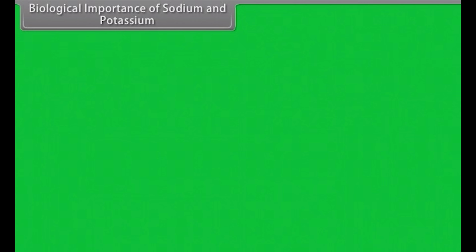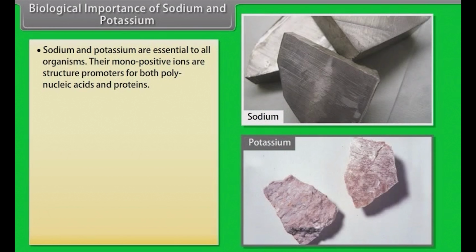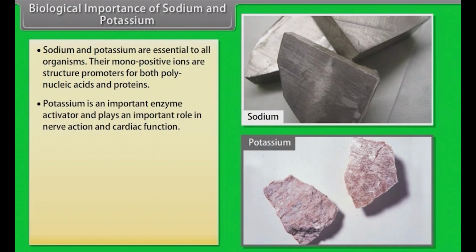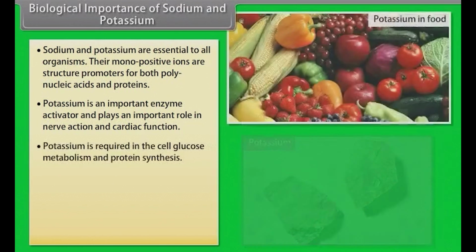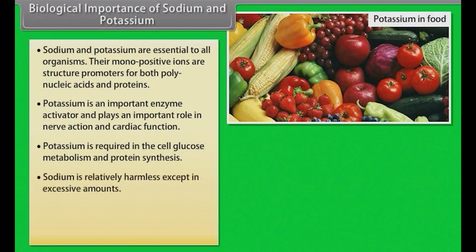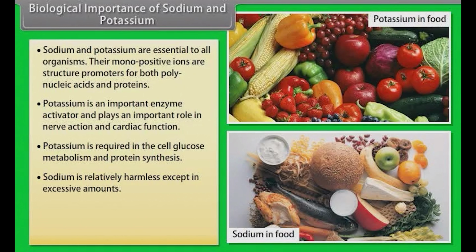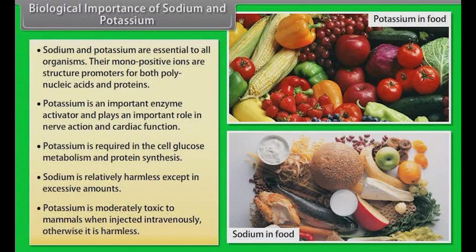Biological importance of sodium and potassium. Sodium and potassium are essential to all organisms. Their monopositive ions are structure promoters for both polynucleic acids and proteins. Potassium is an important enzyme activator and plays an important role in nerve action and cardiac function. Potassium is required in the cell glucose metabolism and protein synthesis. Sodium is relatively harmless except in excessive amounts. Potassium is moderately toxic to mammals when injected intravenously, otherwise it is harmless.